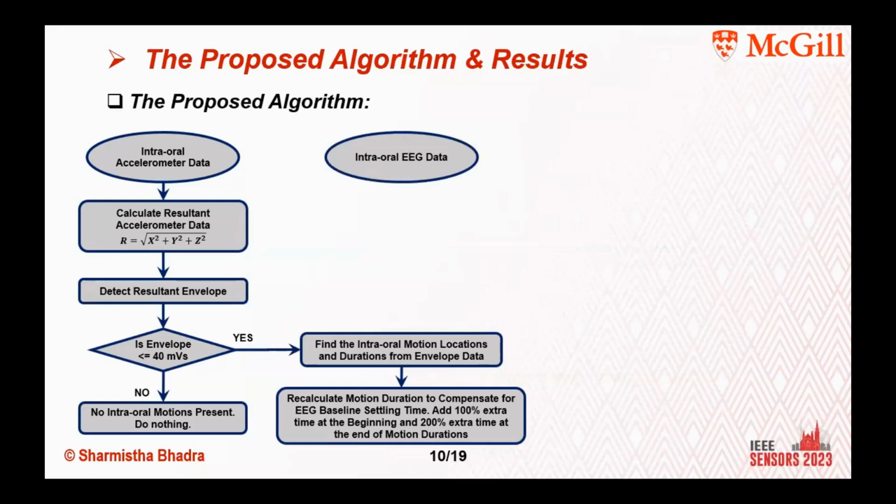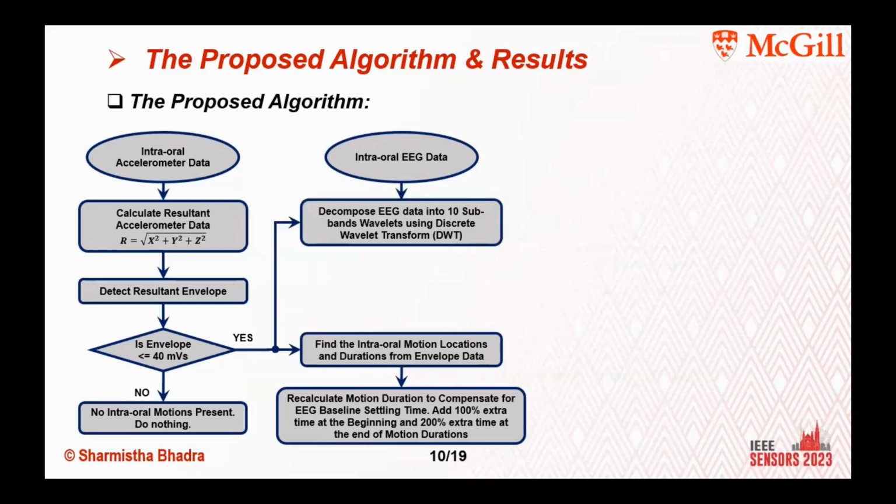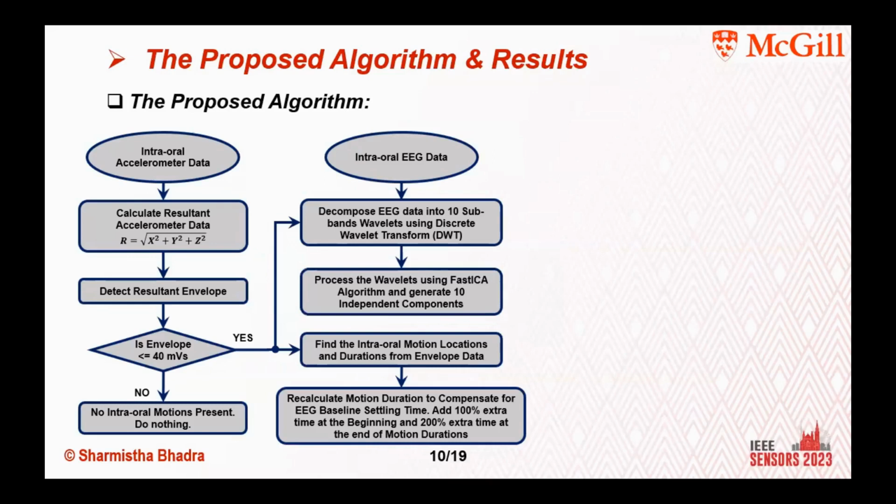So we know this time range. Now, what do we do with it? We have this intra-oral EEG data, and if there was motion during the collection, we decompose the EEG signal using the discrete wavelet transformation into 10 wavelets. Then for each of these wavelets, through the fast ICA algorithm, we generate 10 independent components.